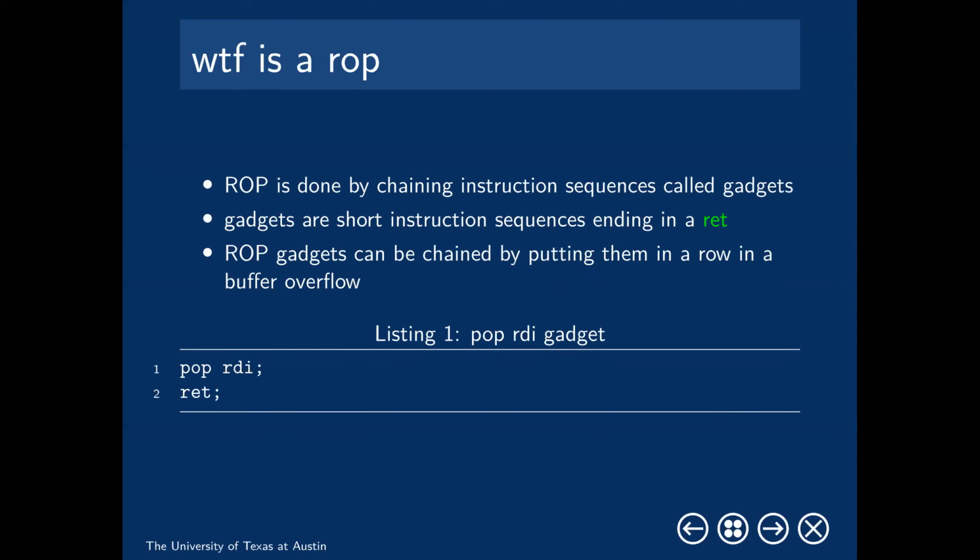So I've been describing ROP for a minute. What is ROP, right? We talked about this a little bit in the last talk, but for a quick reminder, ROP is just chaining a bunch of instruction sequences called gadgets in your buffer overflow. Gadgets are just short instruction sequences ending in a ret. So it's literally just any instructions followed by a ret instruction. And the ret is important because it allows us to chain them together in a row.